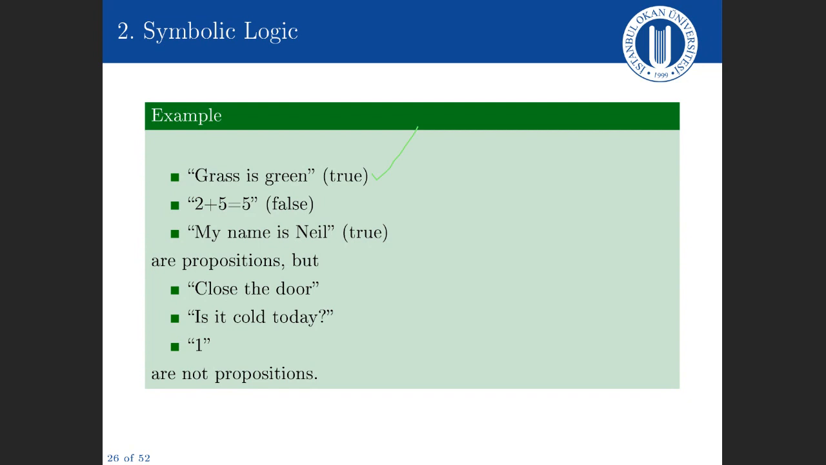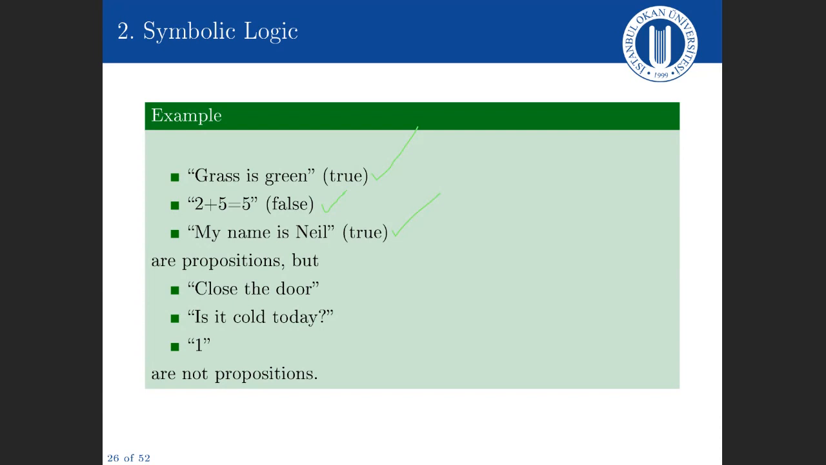The statement 2 plus 5 is equal to 5. It's okay to ask, is this true or is this false? And the answer is false. This is a proposition. My name is Neil. Is this true or is this false? For me, this is true. So this is also a proposition.